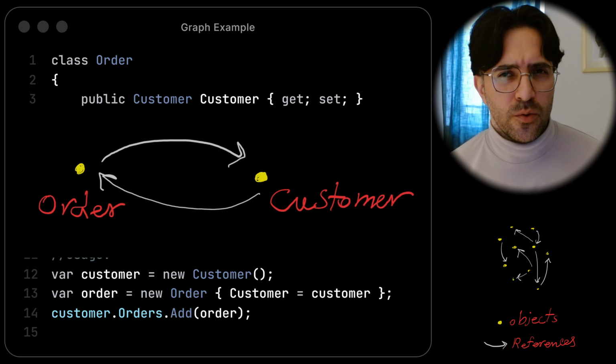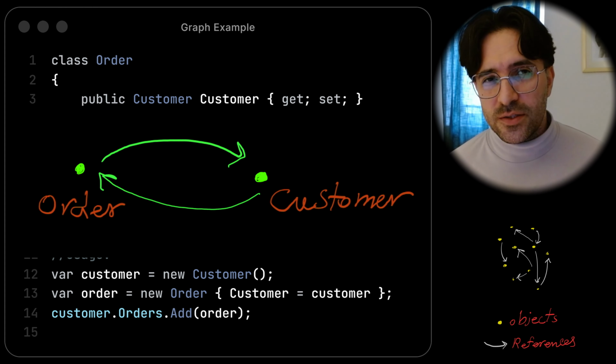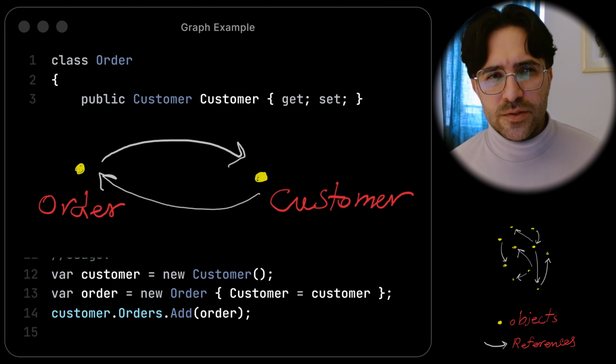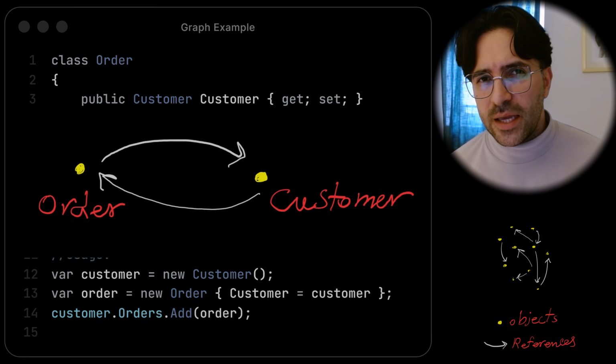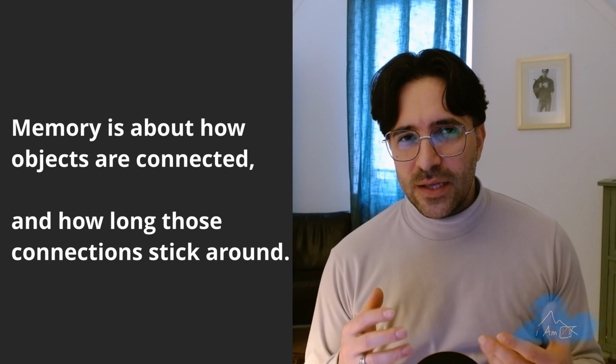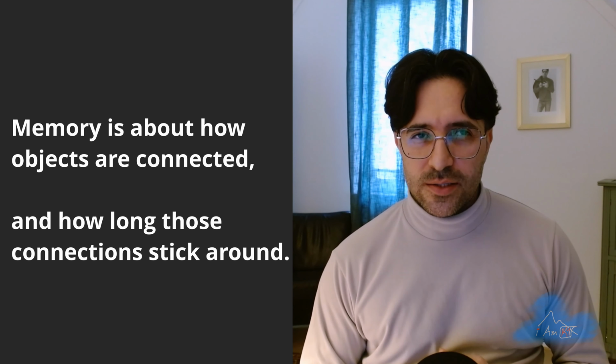As long as an arrow points to a dot, that dot stays alive. And because these two objects point to each other, if either one is reachable, both of them remain alive. That's not a problem, and that's not a memory leak. It's just how managed memory works. But this is where memory shape quietly starts to matter, because now memory is not just about how many objects you have, it is about how they are connected and how long those connections stick around.